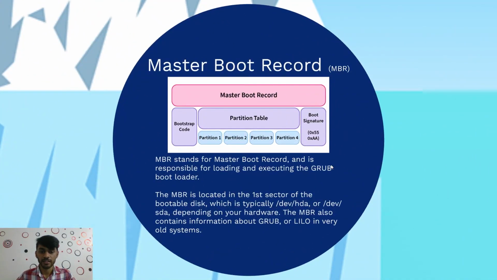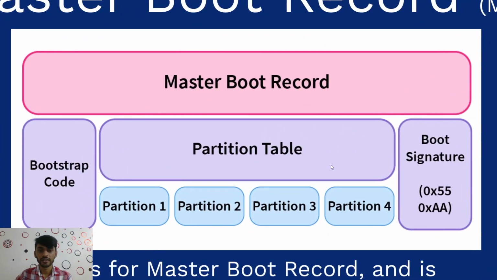MBR stands for Master Boot Record and is responsible for loading and executing the GRUB bootloader. The MBR is located in the first sector of the bootable disk, which is typically /dev/hda or /dev/sda depending on your hardware. The MBR also contains information about GRUB, or LILO in very old systems. As you can observe in this diagram, the MBR, or the master boot record, sits above the partition table, bootstrap code and the boot signatures.